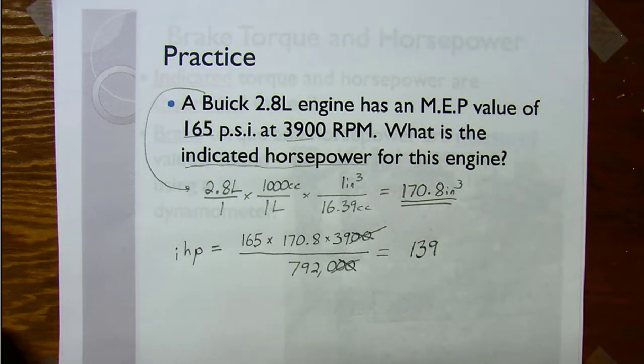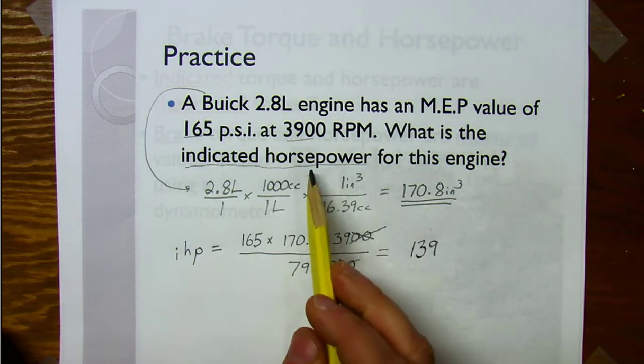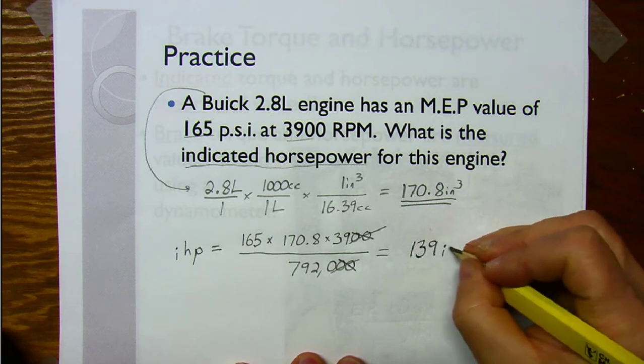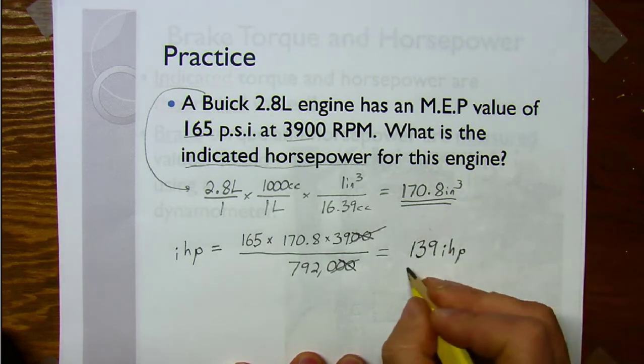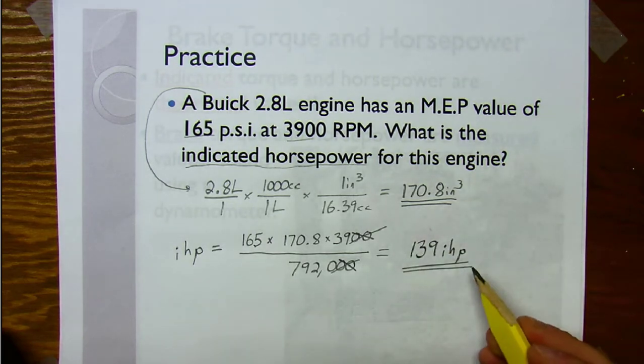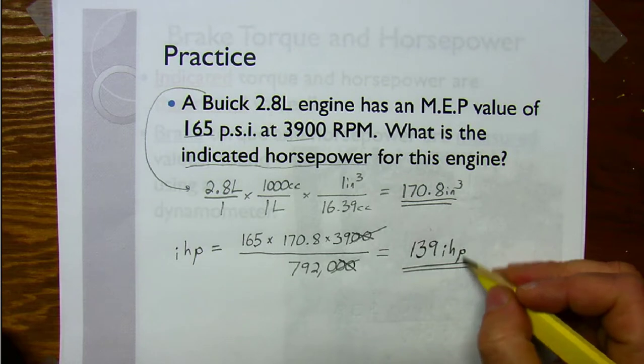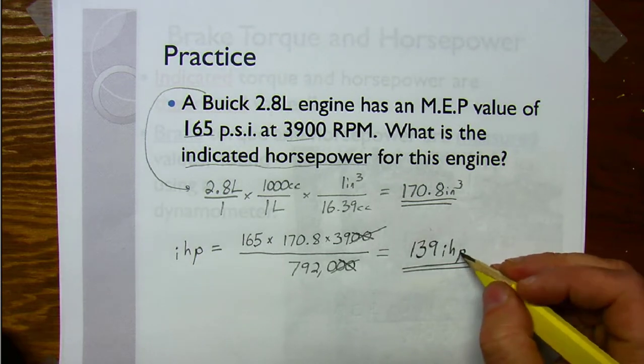Now 139 what? What did we just find? We found not just the horsepower, but the indicated horsepower. We abbreviate that with IHP. And that tells us that that's not what we're actually getting out of the engine. That's how much theoretically is there. Why isn't this actually getting out of the engine? Let's talk about that for a minute.